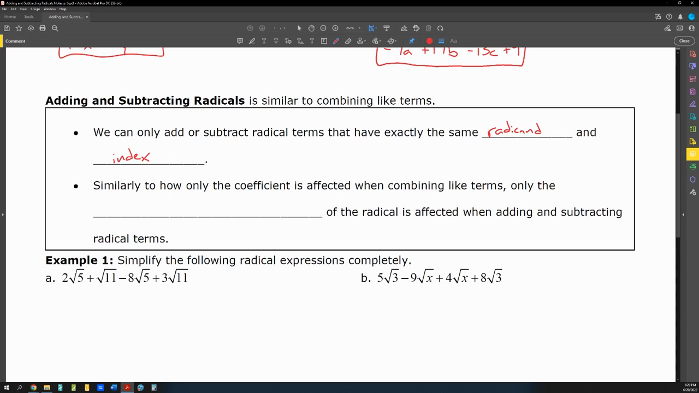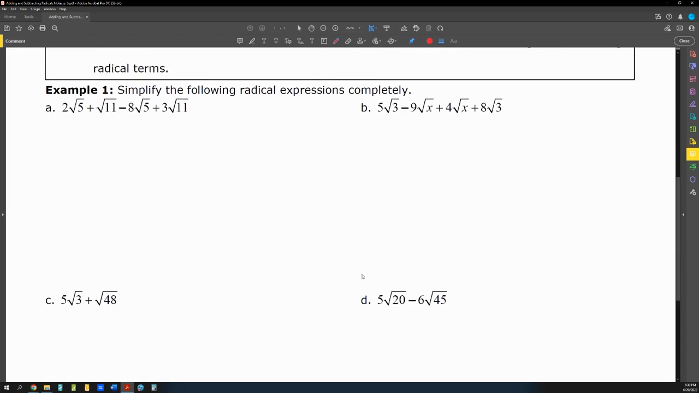Similarly to how only the coefficient is affected when combining like terms, only the number in front of the radical is affected when adding or subtracting radical terms. So the blank here is only the number in front of the radical. So let's see how that plays out in example 1.